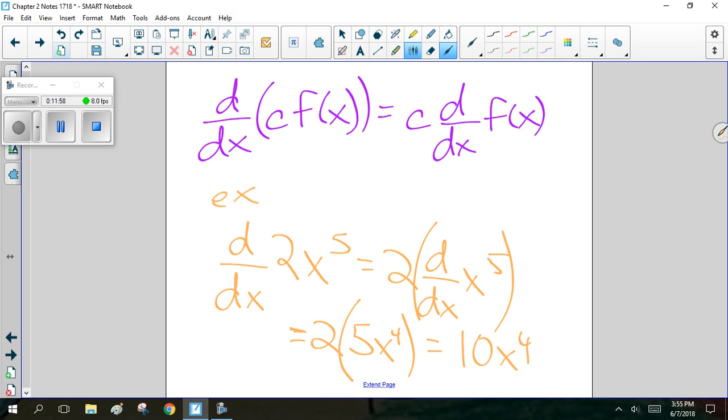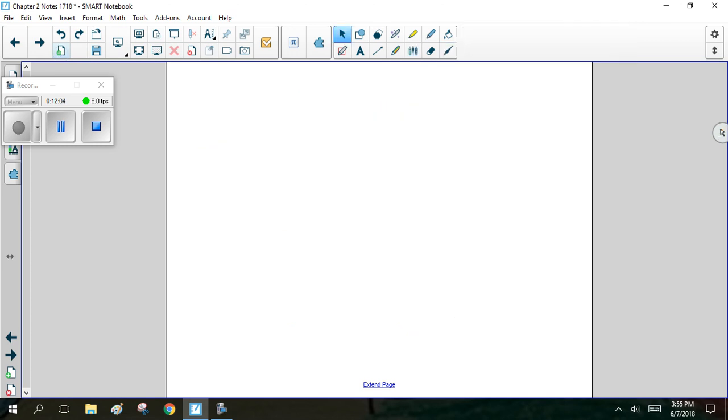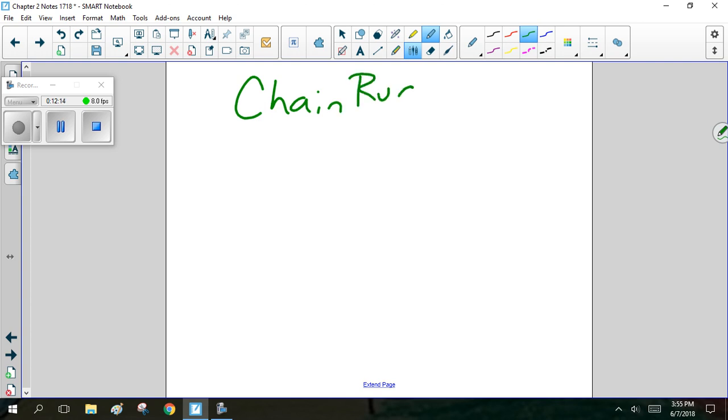I guess we should probably do the chain rule, so let's do that real quick. This one actually does come up from time to time. Let's do this one in green. The chain rule. I'm actually going to use math notation on this one.